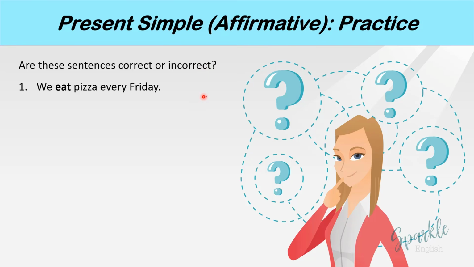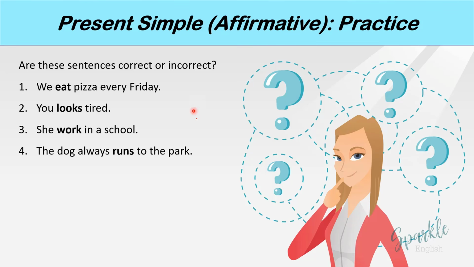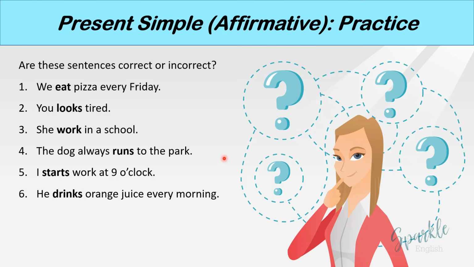Number 1, we eat pizza every Friday. 2, you looks tired. 3, she work in a school. 4, the dog always runs to the park. 5, I starts work at 9 o'clock. 6, he drinks orange juice every morning. 7, Jake live in London. 8, she watch TV in the evenings.